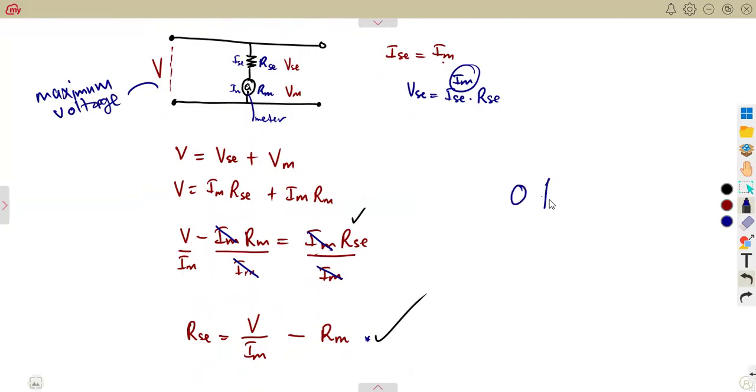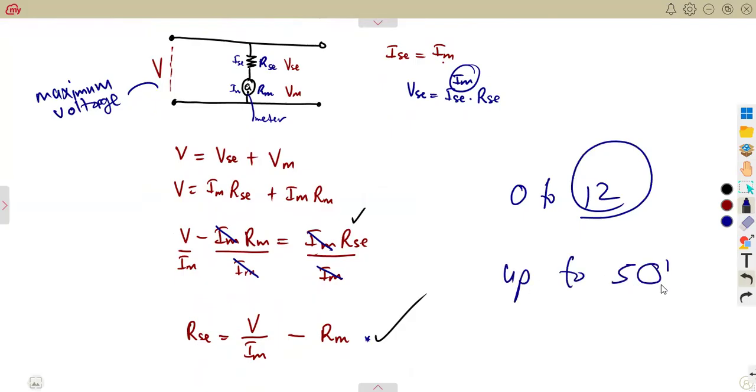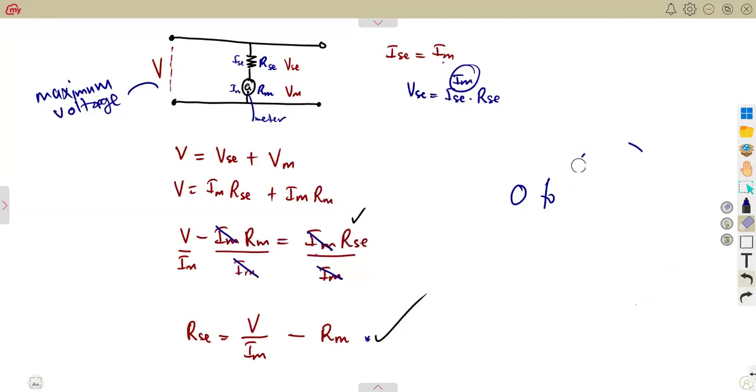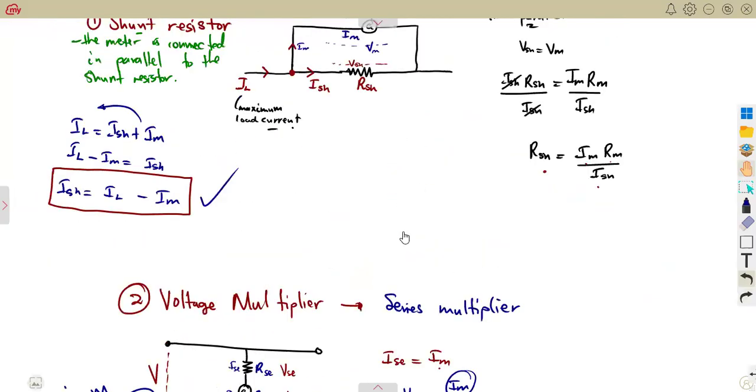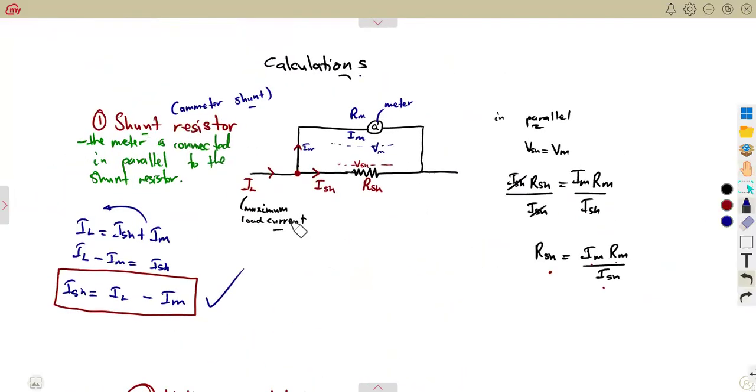So if you're given from 0 to 12, maximum is 12. To measure voltage up to 50, up to 50 volts. This is the limit. It cannot exceed this. That is the maximum. So you consider the maximum voltage on the voltmeter when this is to be considered as a voltmeter. If it is to be considered as a shunt resistor where you calculate, this current will be the maximum, which is the maximum load current. That is the maximum that you have.